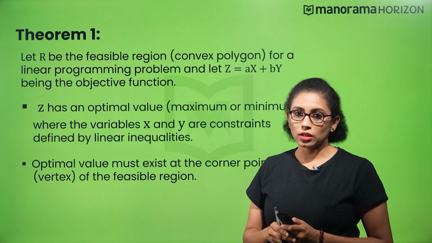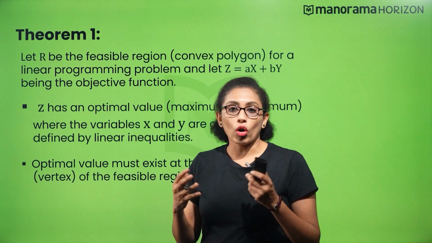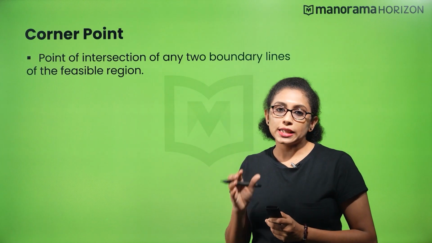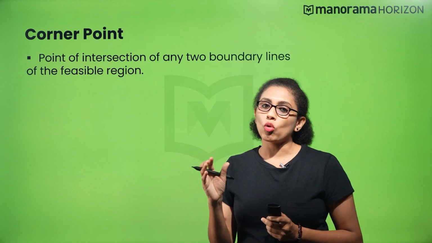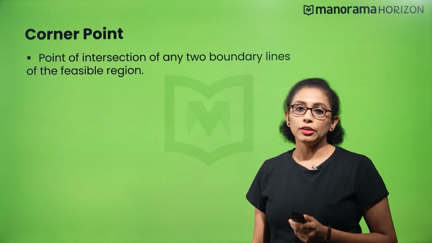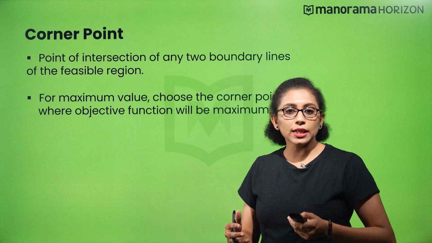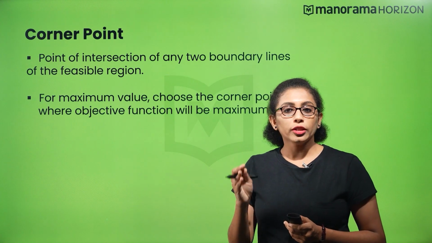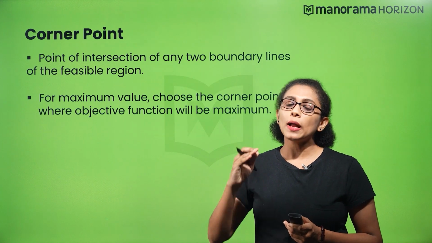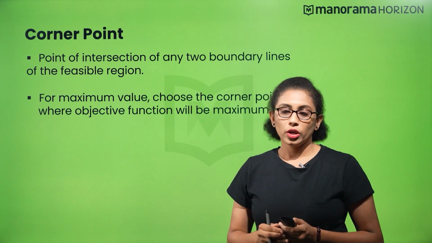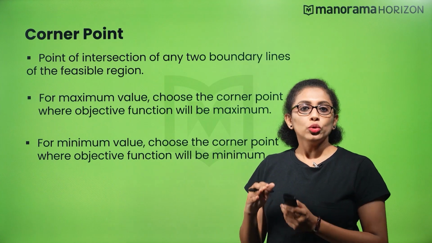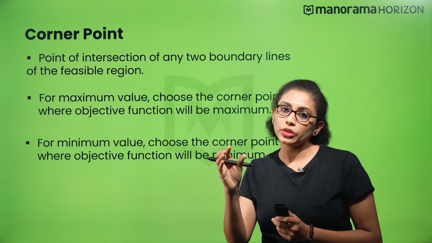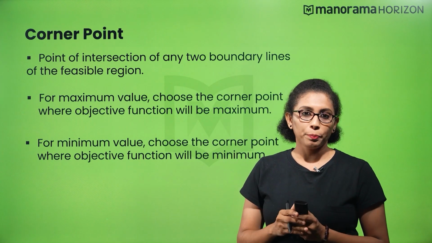Now, you may get a question, what is this corner point? A corner point is the point of intersection of any two boundary lines of the feasible region. For finding the maximum value, you choose the corner point at which the value of the objective function is the maximum possible value. And for the minimum value, you need to choose the corner point in such a way that the value of the objective function will be minimum.